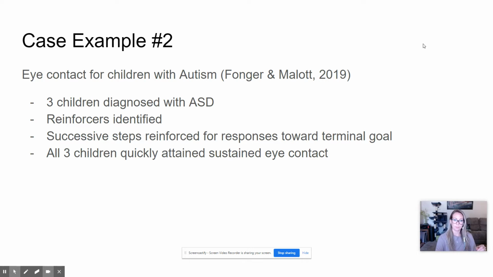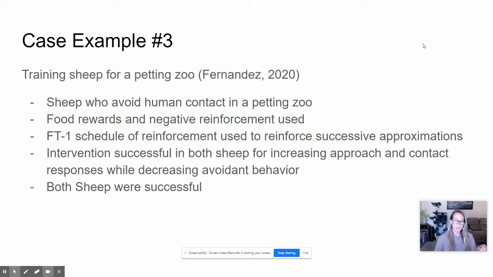Case example number 3, which is more similar to the procedure that I'll be using in my video example, is training sheep for a petting zoo. So there were a sample of 2 sheep who did not want to engage with people in the petting zoo, which is quite important in the petting zoo. They would run away from people whenever they entered the corral.